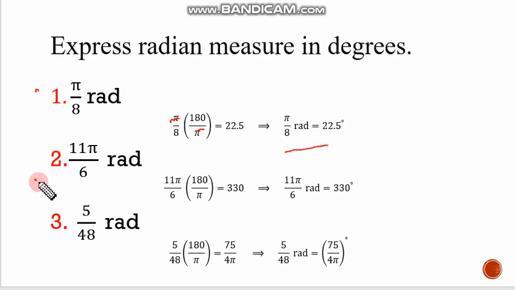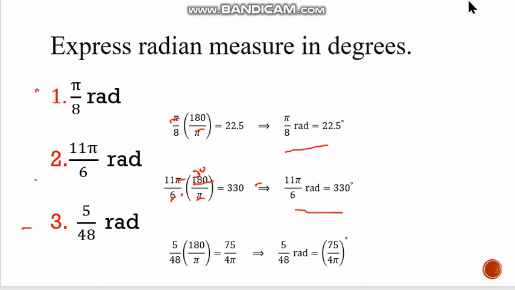Number 2, 11 pi over 6 rad. So that's 11 pi over 6 times 180 over pi. So cancel the pi here. So 180 divided by 6 is 30. So 30 times 11, that's 330. So 11 pi over 6 rad is equal to 330 degrees.